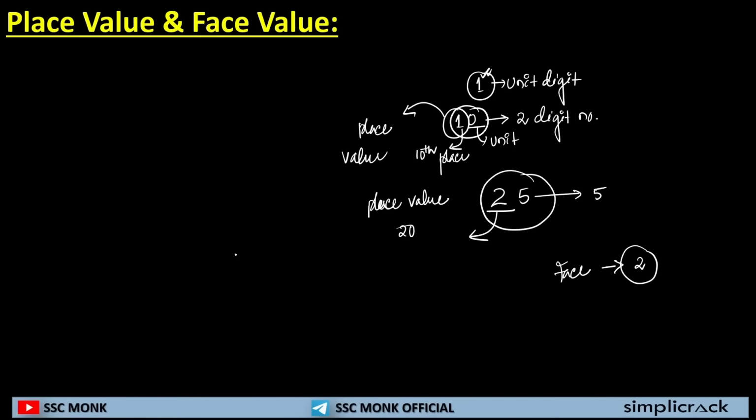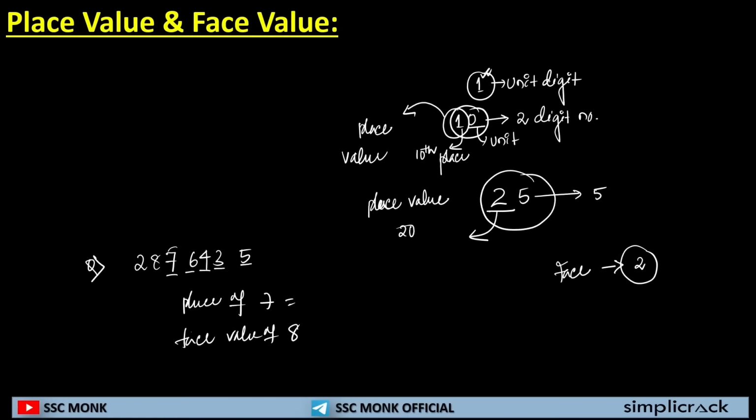So this is how, if I give you a question, the question is like this, and the number is 287643. Now in this number, what is the place value of 7 and face value of 8? Now what is the place value of 7? Now see, this is unit, 10th, 100, 1000, 10000. So what you will do, you will put 0 over here only. You will directly write 7. After that, how many numbers? 1 2 3 4.